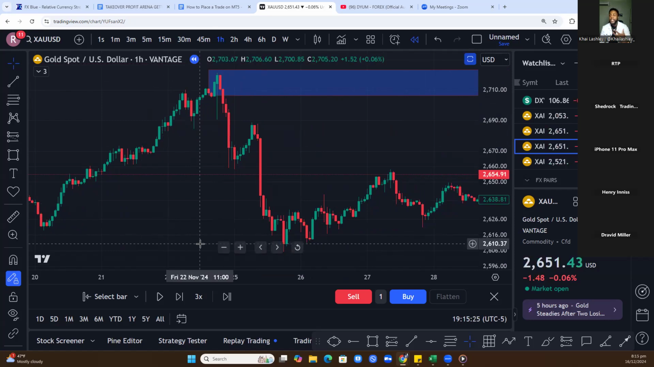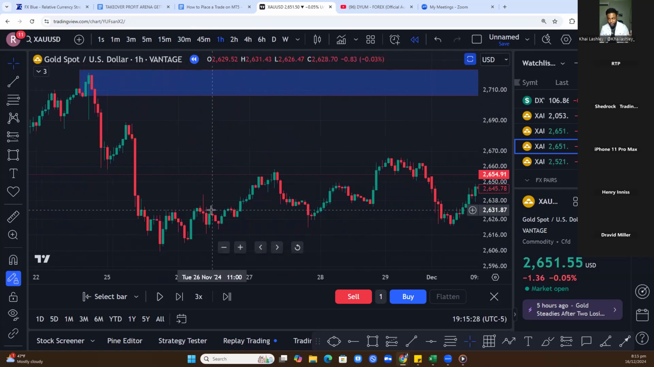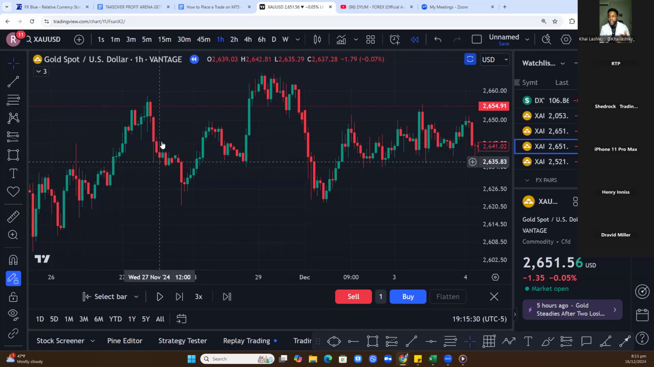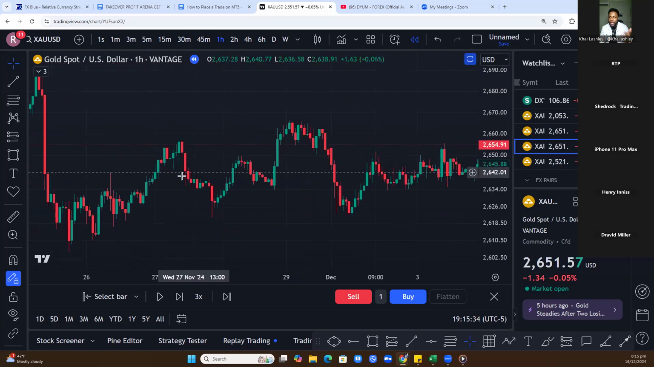How do I know that this pullback is not done here, when we had the market just trade back right here to this point? How do I know that it's all the way down here, right? And that's where I always say, look for the market to pull back above 70% or more. You got the market coming back in those areas, then start to look for entries.